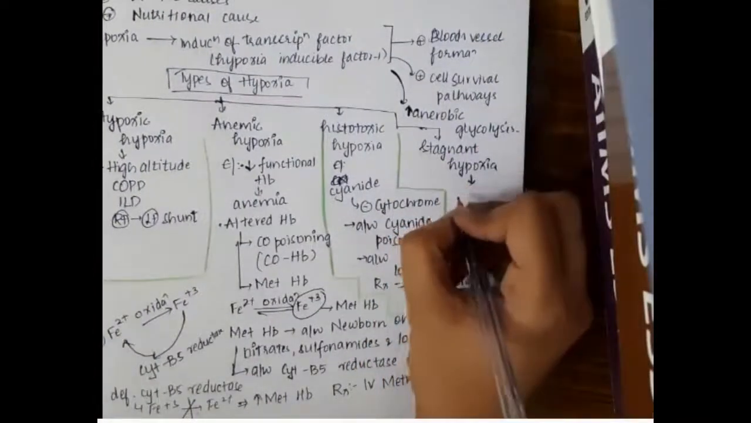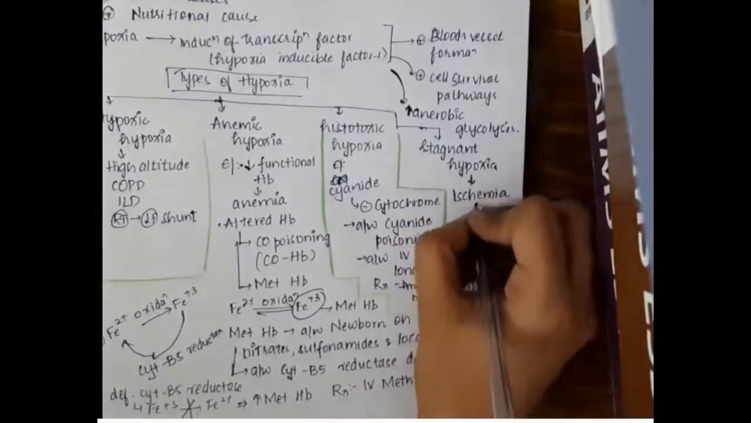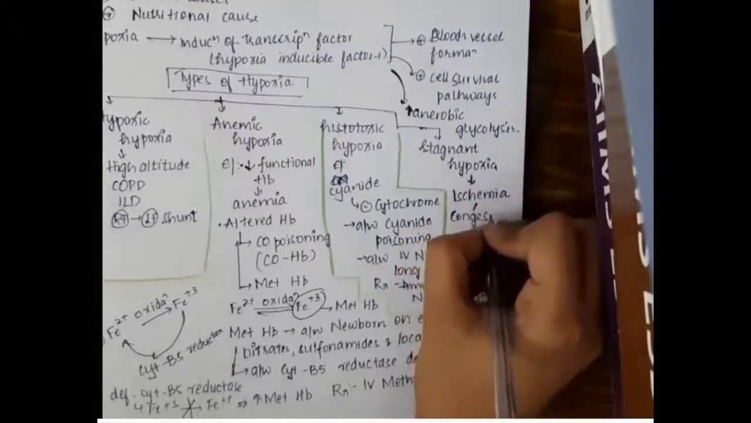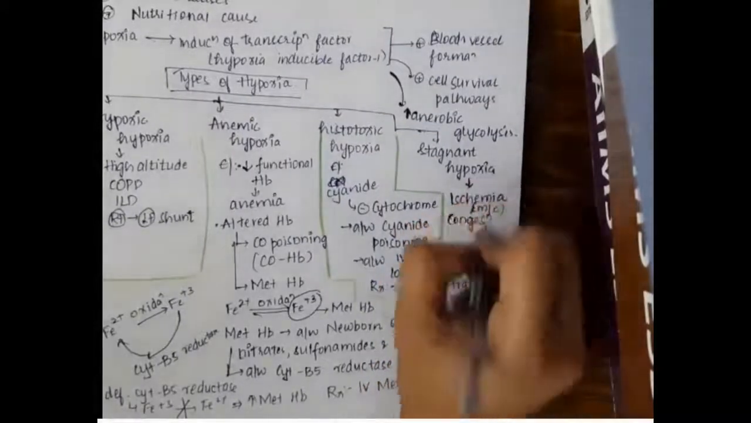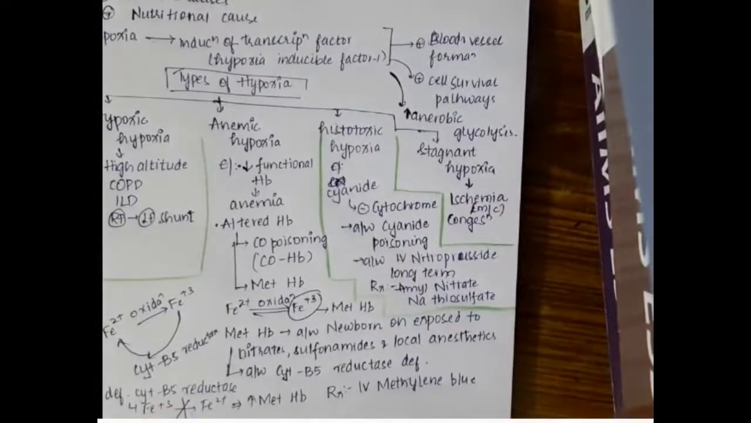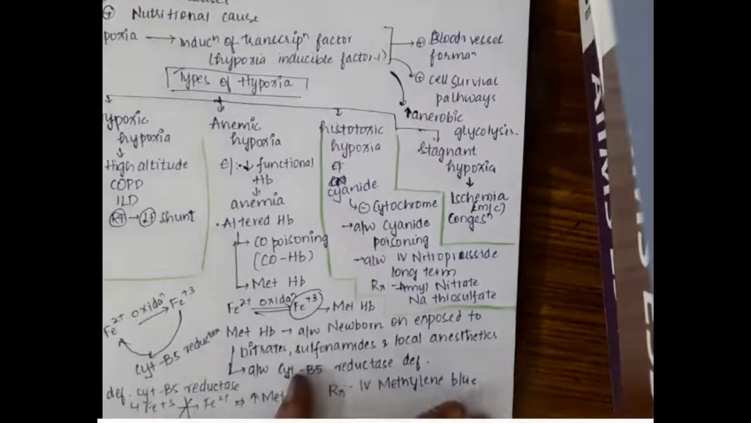Then the last type is stagnant hypoxia, which occurs most commonly due to ischemia and congestion. So these are the different types of hypoxia.